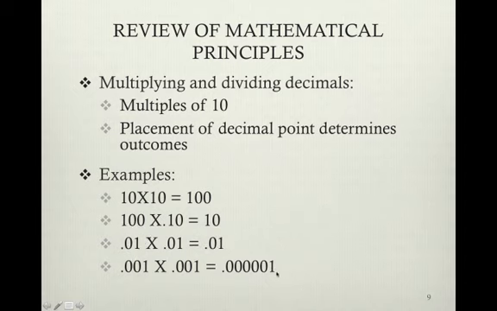I'll erase that, and you can see me do it to this one here. The decimal point was here before we started moving the decimal. 1, 2, 3, 4, 5, 6. So 0.000001 would be our answer.